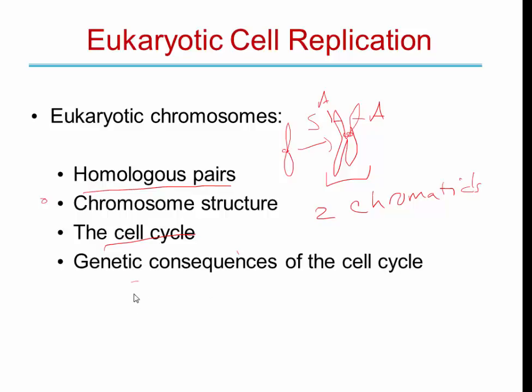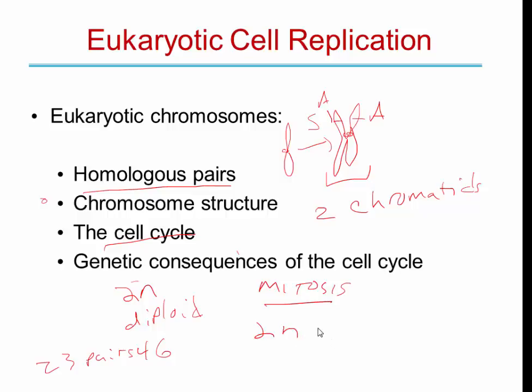If you think about cells as being diploid, that means they have two sets of chromosomes. Like humans, we have 46 chromosomes, 23 pairs. If we do mitosis, our cells have 2n, 46 chromosomes, and when they're done they have 2n, 46 chromosomes, because mitosis makes identical cells.